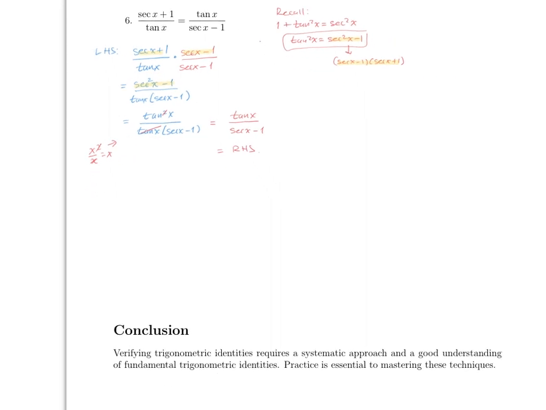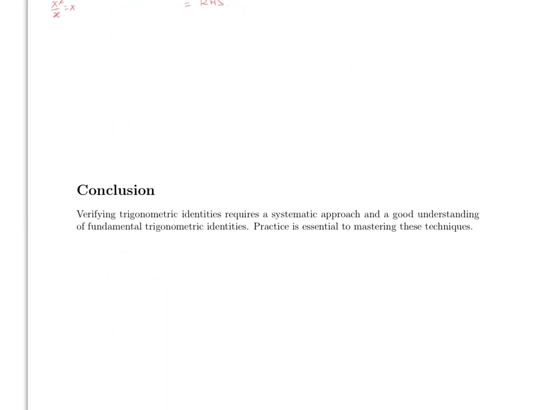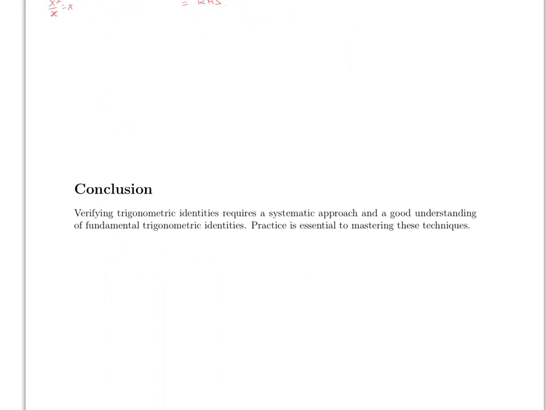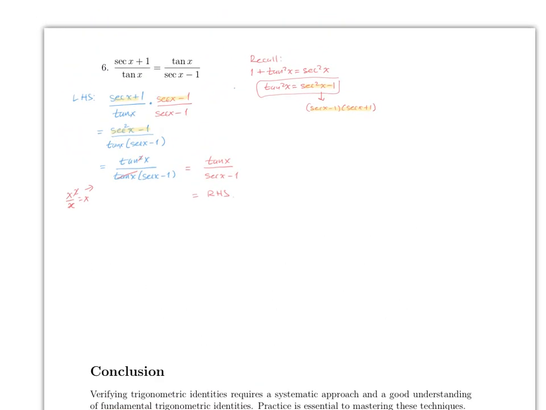But that's it, okay? So now, in conclusion, to verify identities, it requires a systematic approach and a good understanding of the fundamental trig identities, and practice is essential to master this. By that, I mean, if you don't see this at the beginning, you can try something else, and eventually, you will get there.